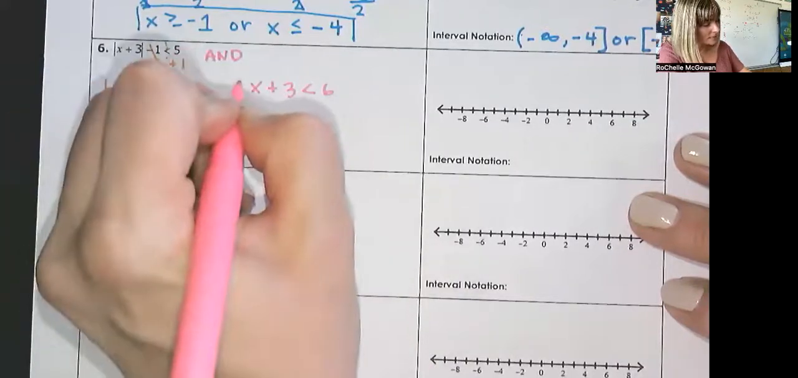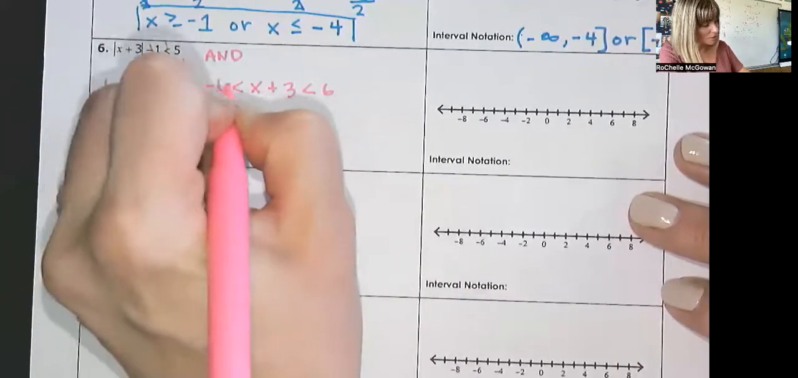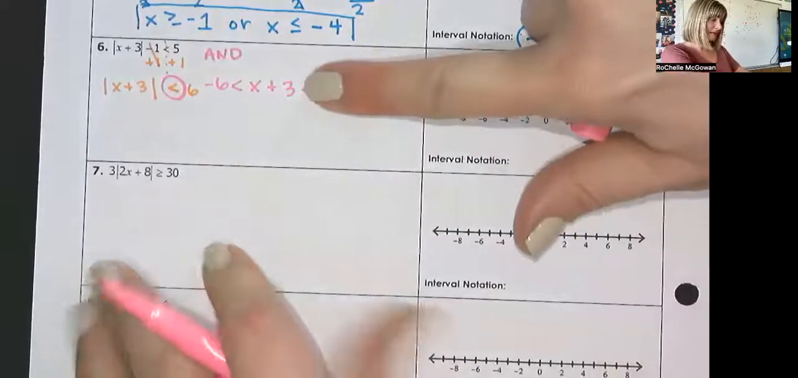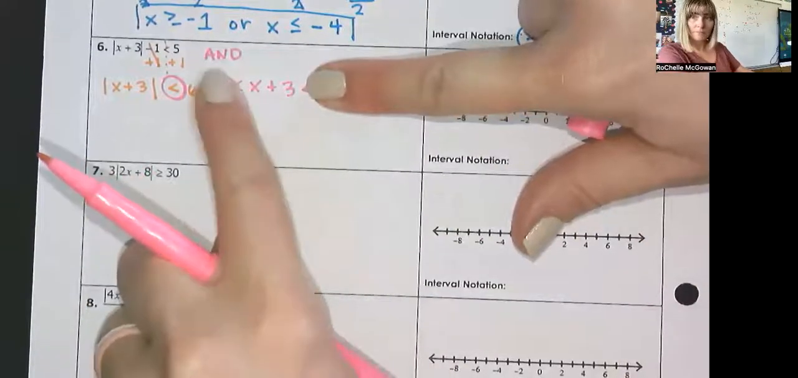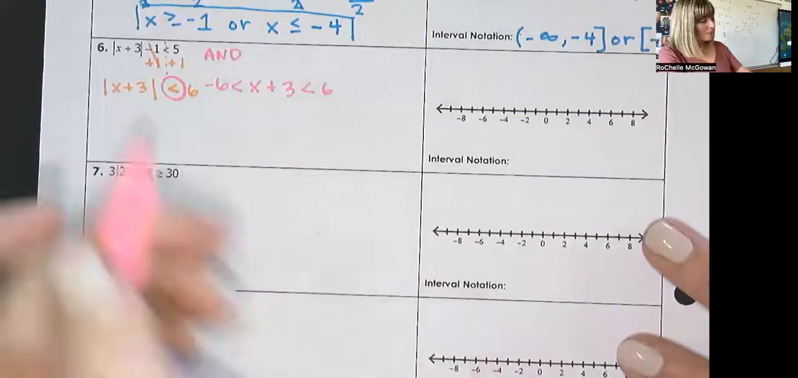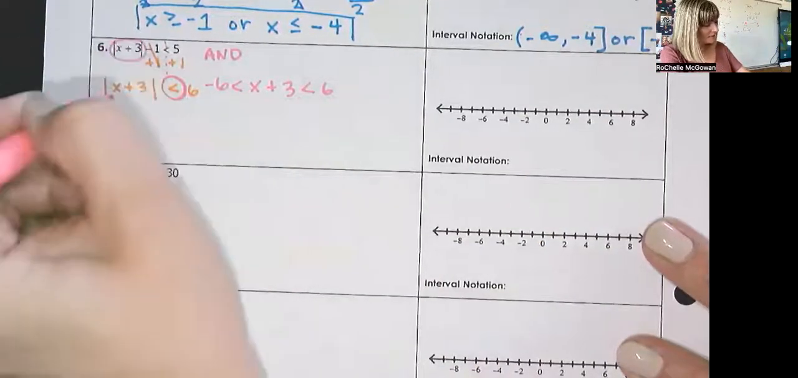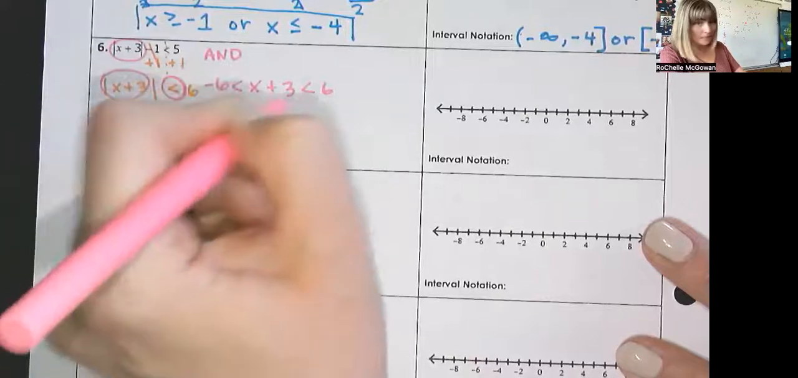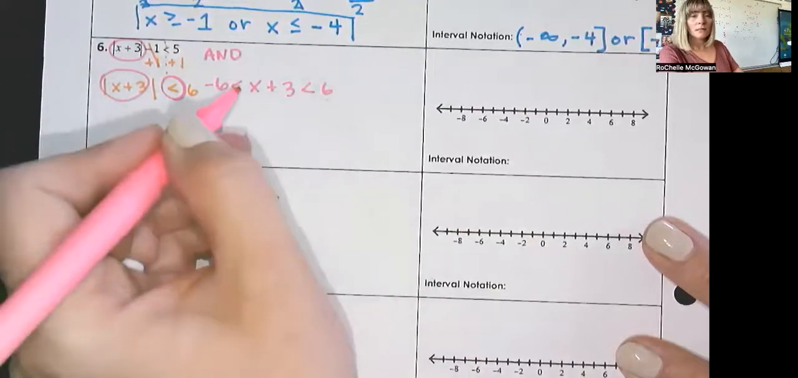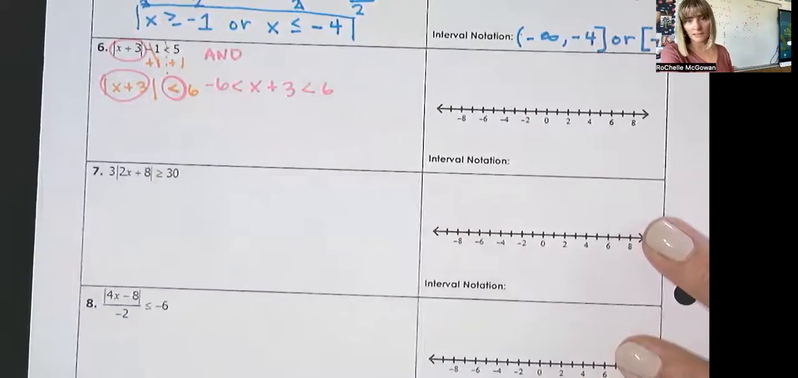And here is the switch. And if you're like, Miss McGowan, you didn't actually switch anything, I really did, if you read it backwards, which is what an "and" statement does anyway. So I basically just moved the stuff inside the absolute value to the middle, and I put positive distance from 0, negative distance from 0 on each side.